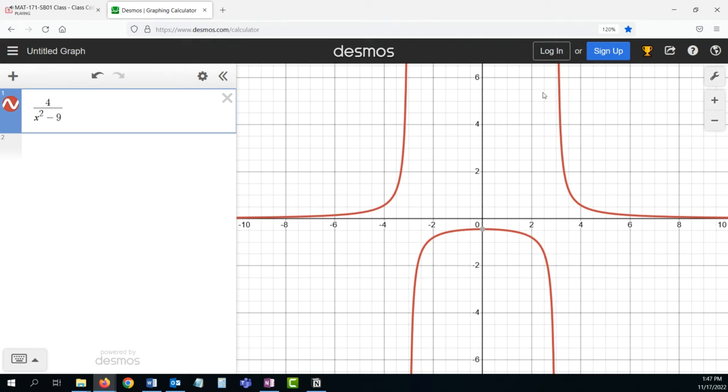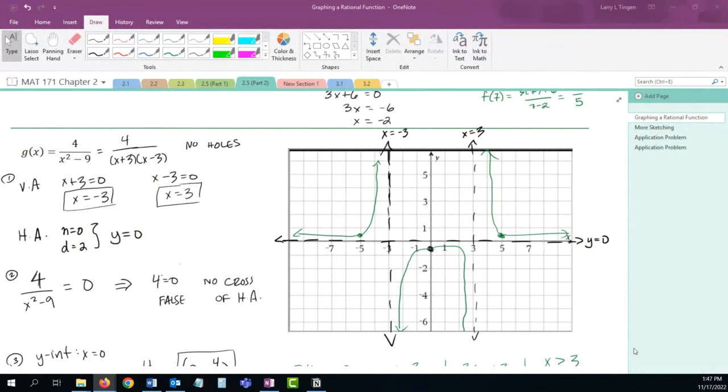Okay. Now, what's the difference in this graph and what we did on the sketch? Well, on the sketch, there are points. If you pull up the graph on Desmos and then say, oh, this is my sketch, you don't have the x-intercepts labeled. You don't have the y-intercept labeled. You don't have the horizontal asymptote labeled. You don't have the vertical asymptote labeled. So sketching and graphing are different things.